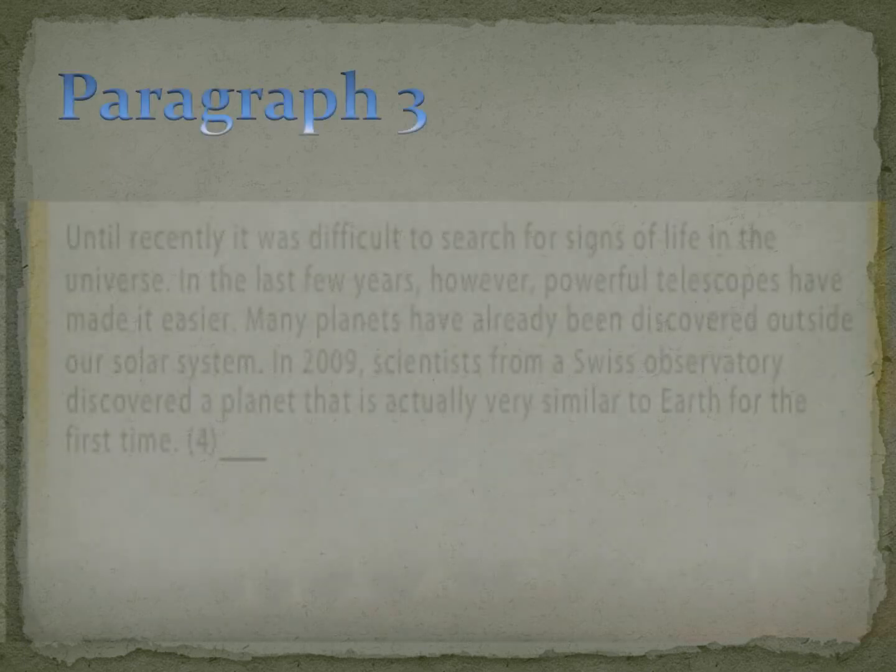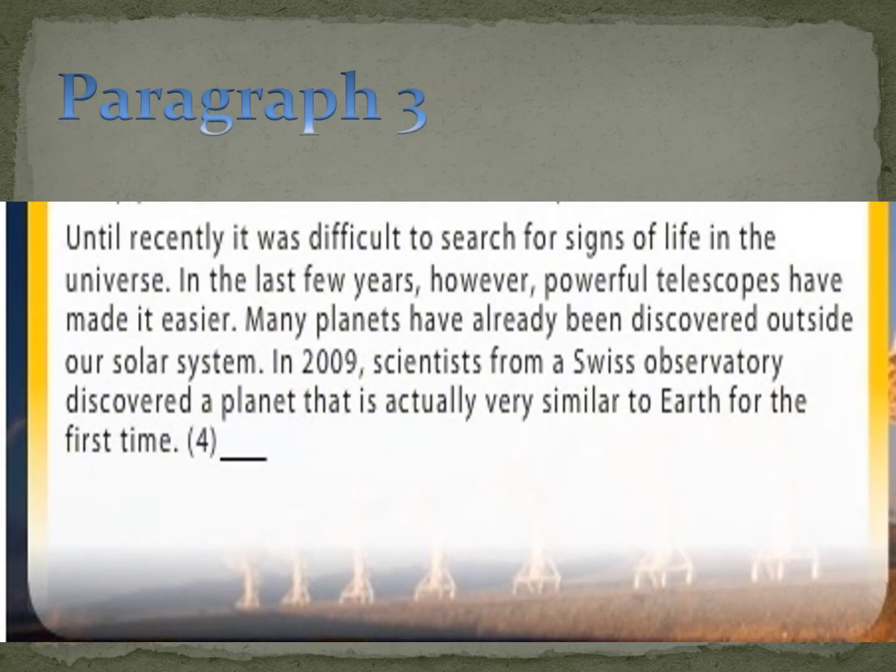Paragraph 3. Until recently, until not too long ago, it was difficult to search for signs of life in the universe. It was difficult to search for marks that have always had a particular meaning of life in the universe. But in the last few years, powerful telescopes have made it easier. How? Many planets have already been discovered outside our solar system. There are also other planets, not just the 7 planets that we talked about in the solar system.